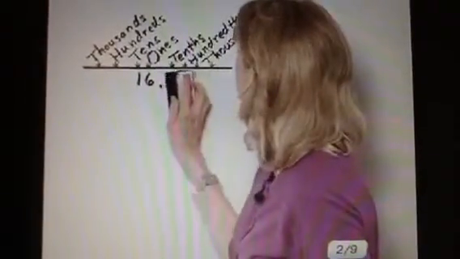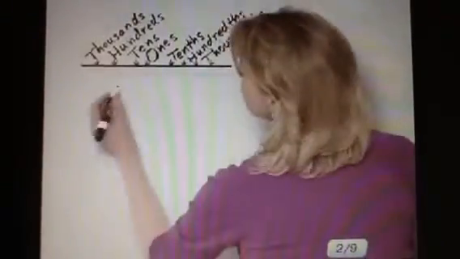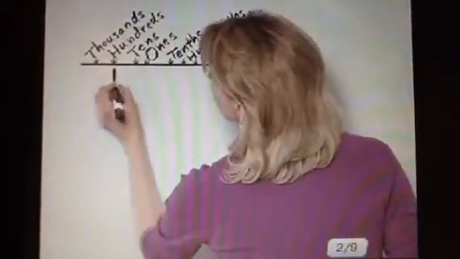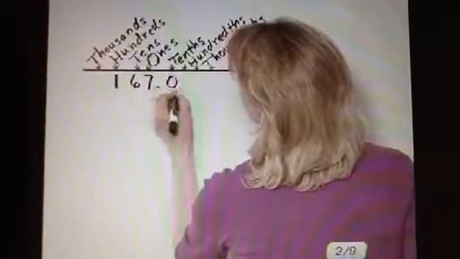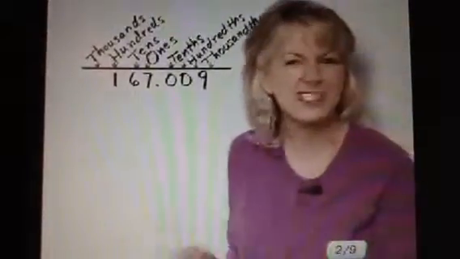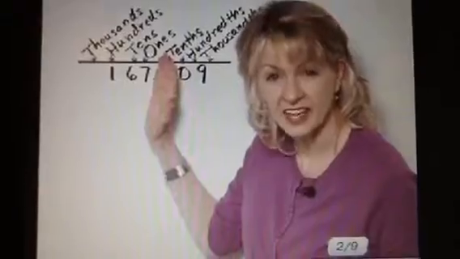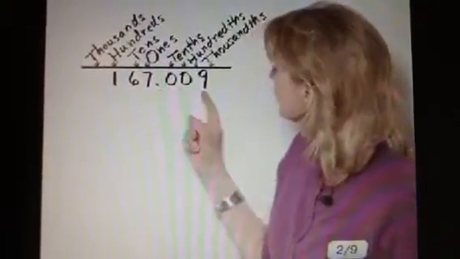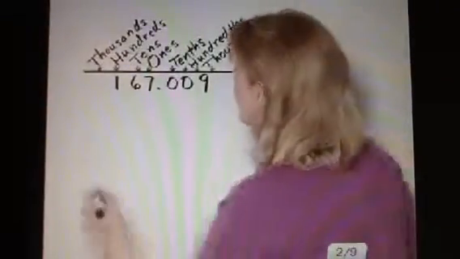Let's use a different number. This time my number will be 167 decimal point 009. All right, let's go ahead and just read it first. 167 and 9 thousandths.